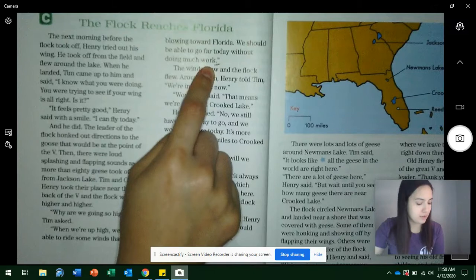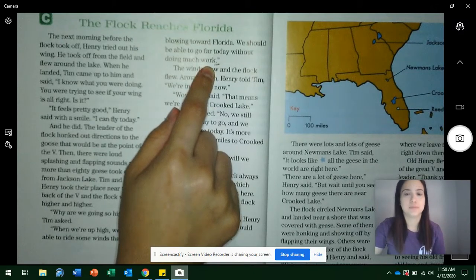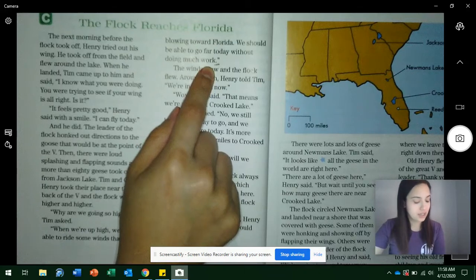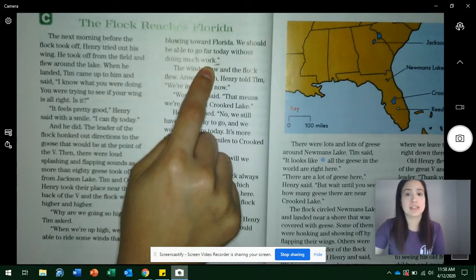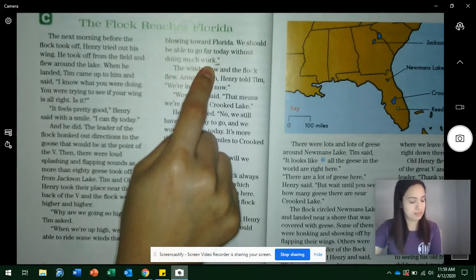So everybody, what state were the geese in? Get ready. They were in Georgia. So what was the name of the lake they just left? Get ready. Yes, Jackson Lake. How many geese were in the flock? Get ready. Yeah, more than 80 geese. And why did the flock fly so high? Get ready. Yeah, so they could ride some of the winds and it would make it easier for them. So everybody, would the geese have to do more work or less work? Get ready. Yeah, less work, right? Because the winds will carry them.